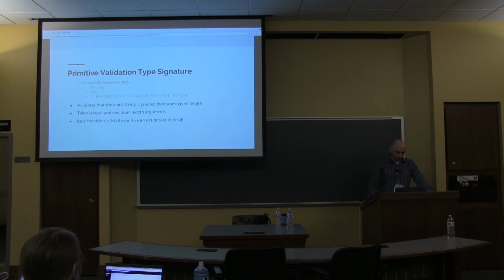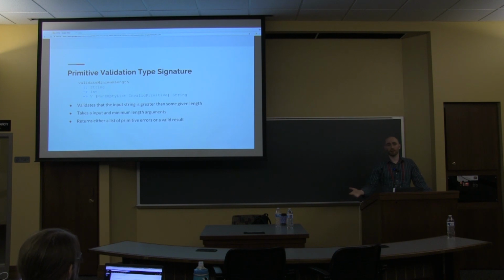So, say we want to make some kind of function that validates the minimum length of a string. This is the type signature of what that function would look like. We have a function called validate minimum length, which validates that an input string is greater than some length. It takes the minimum length as an argument, and it returns this V type that we saw from earlier, where the error is a non-empty list of invalid primitives.